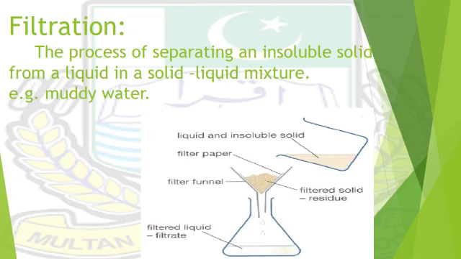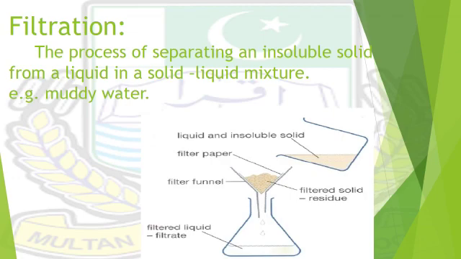Students, for the process of filtration, a conical flask, filter paper, funnel and beaker are used as apparatus. First of all, we will put the funnel on the top of the conical flask. After that, we will place filter paper in the funnel and then we will pour muddy water in the funnel.